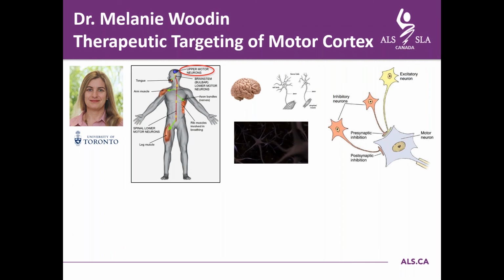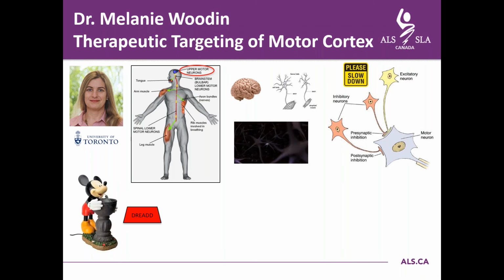Dr. Woodin had noted that there are a number of other neurons that connect to motor neurons in the brain called inhibitory neurons. She wanted to know if these were impaired in their ability to tell the motor neurons to slow down and stop this excessive firing. And could she therapeutically target these inhibitory neurons to do their job better and actually stop or slow down that excessive firing of the motor neurons?